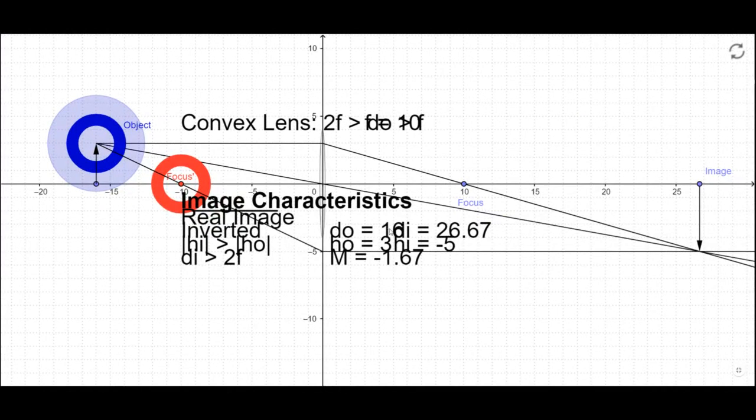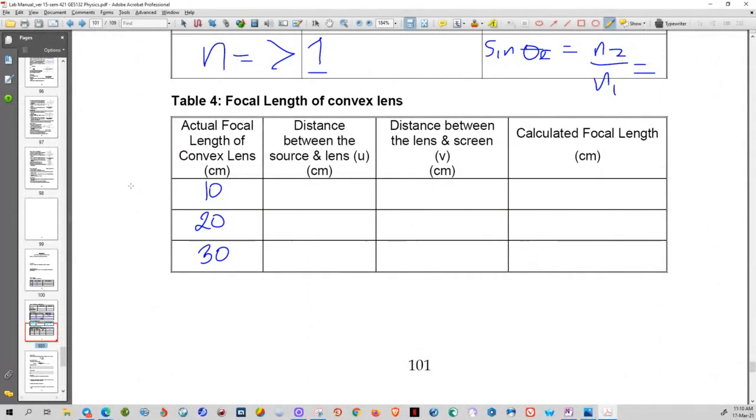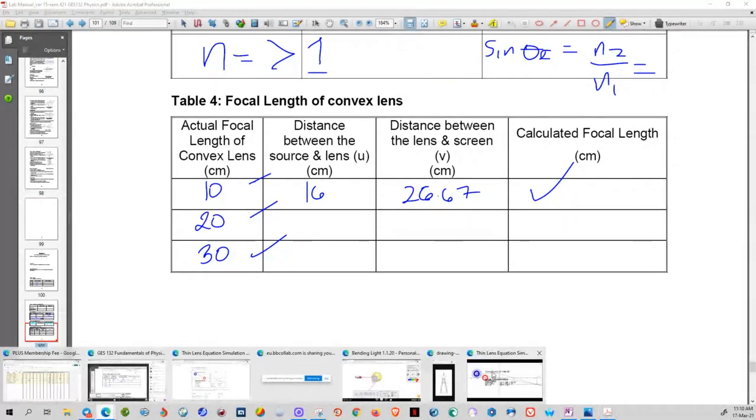What to do with this data? 16 and 26.67. Go to the data sheet, write it here, 16, 26.67, calculate the focal length. Send the same screenshot, right, teacher? And then send a screenshot. Any angle, 10, 20, or 30. Clear? Sorry, any focal length. Just one. Okay? What to do next?